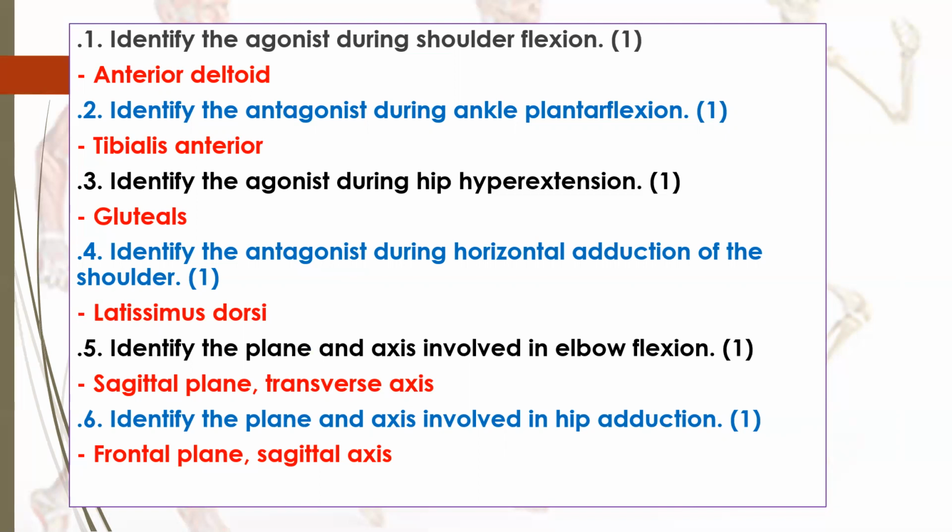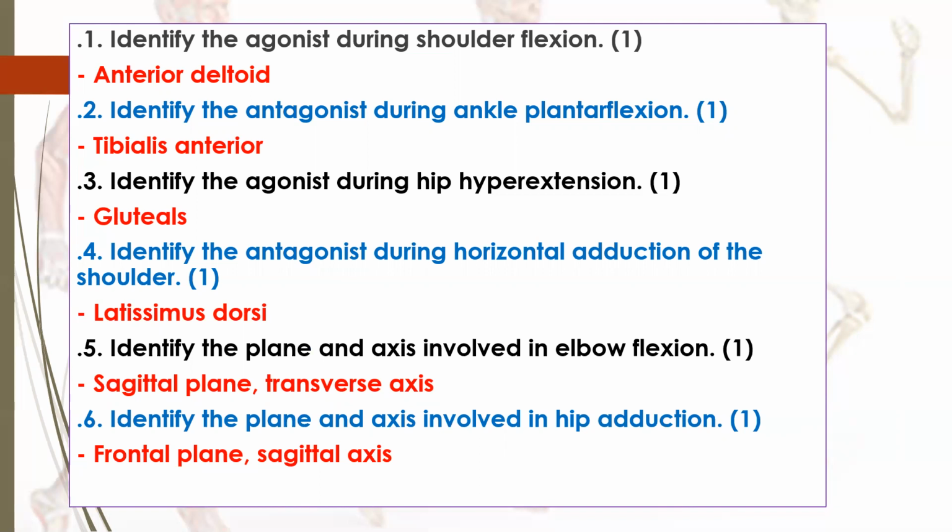Number 4, identify the antagonist during horizontal adduction of the shoulder. So that was a new one that we looked at yesterday, horizontal adduction. So if you move the arm up and out to the side, that movement, then when you move it across from the side to pointing those arms in front of you, so from the side and moving it across in front, that's what horizontal adduction is. The antagonist in that movement is the latissimus dorsi, because it's the pectorals that are contracting. The pectorals would be the agonist, the latissimus dorsi would be the antagonist.